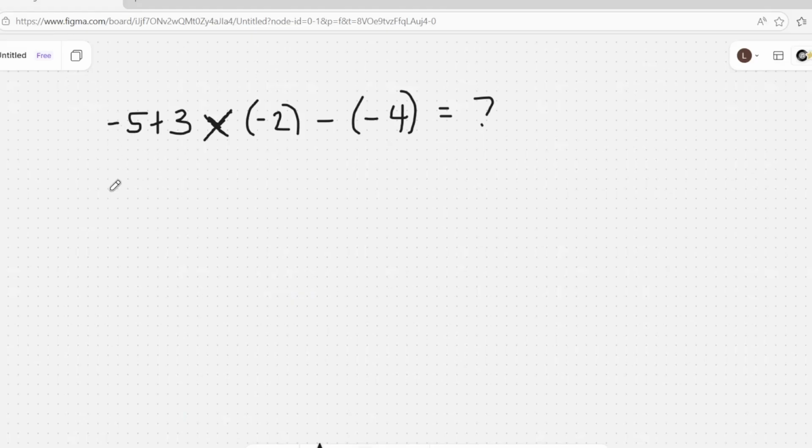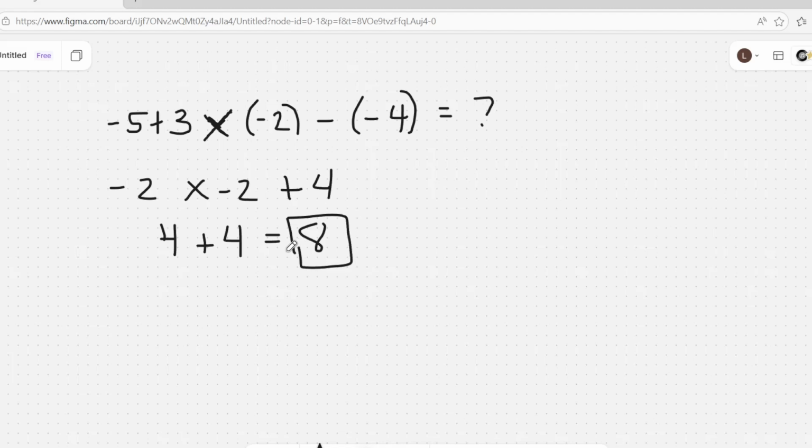So I see here minus 5 plus 3 is minus 2 times minus 2, and negative times negative 4 is positive 4, and then negative 2 times negative 2 is positive 4, plus 4. So the answer is 8. But no, it's not. It's not 8.